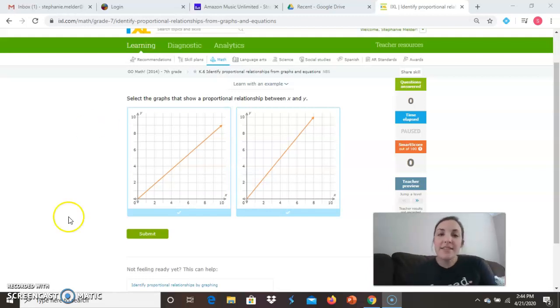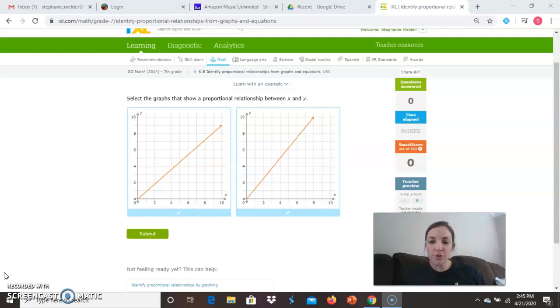And so the way we identify that in a graph is by 2 characteristics. If a set of data or a graph is proportional, number 1, it has to be a straight line. It either has to be increasing at a constant rate or decreasing at a constant rate. So we're looking at that straight line effect, okay? Not only does it have to be a straight line, number 2, it has to pass through the origin. That is the point 0, 0.